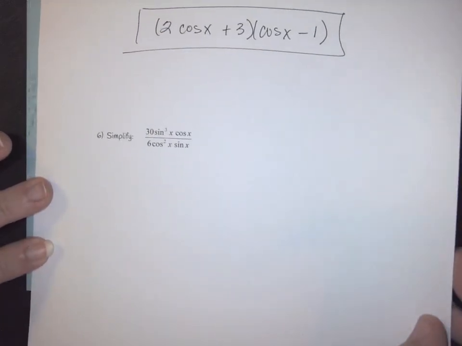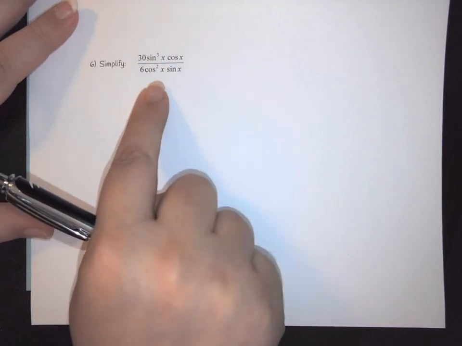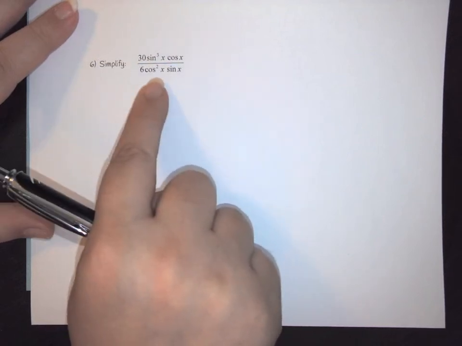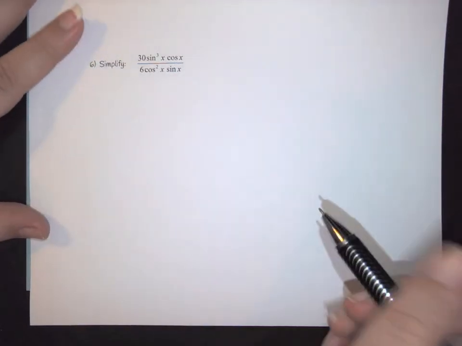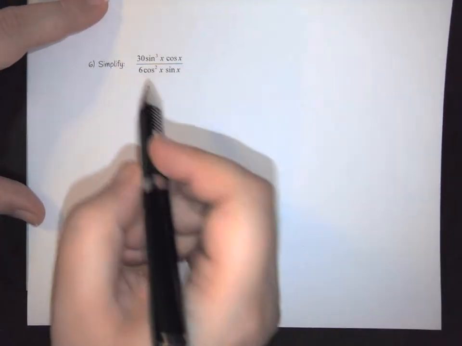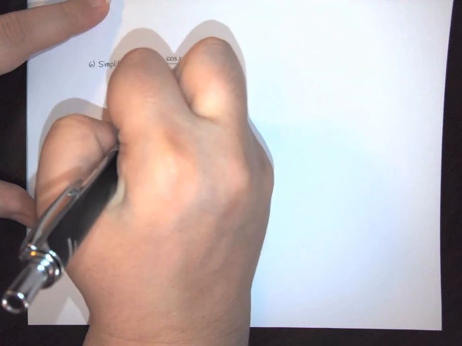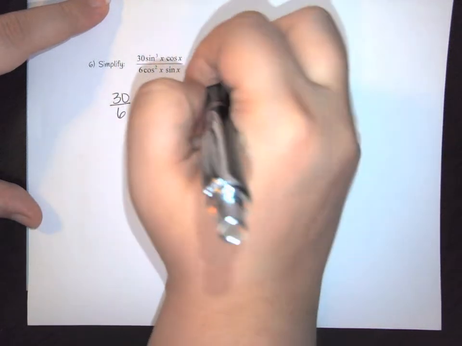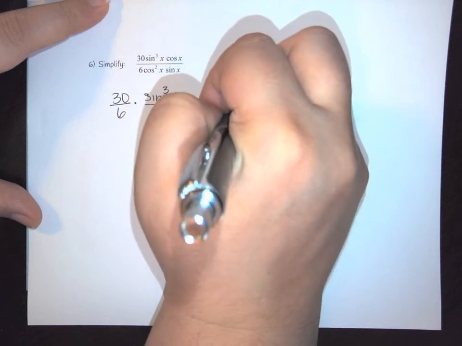Alright, now let's look at something that's slightly more challenging. So if we look here, I have 30 sine cubed of x cosine of x over 6 cosine squared sine of x. Okay. So first and foremost, you kind of want to break this apart. So what do we really have here? I really have 30 over 6 times sine cubed of x over the sine of x times the cosine of x over the cosine squared of x.